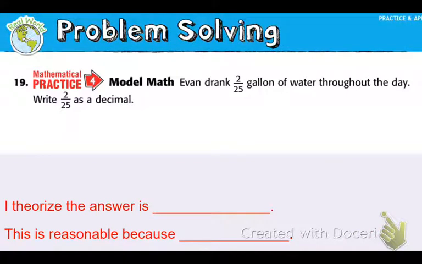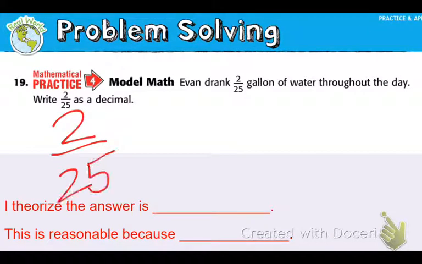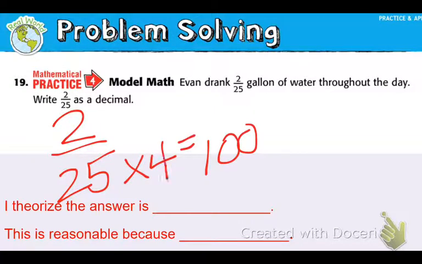Evan drank 2/25ths of a gallon of water throughout the day. Write 2/25ths as a decimal. Well, step 1, let's make that denominator 100 by multiplying. Well, 25 times 4 is 100. 2 times 4 is 8.